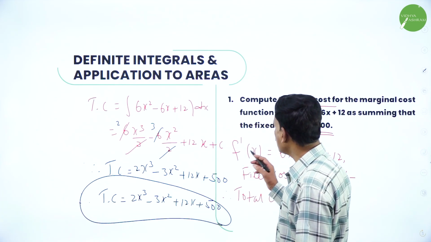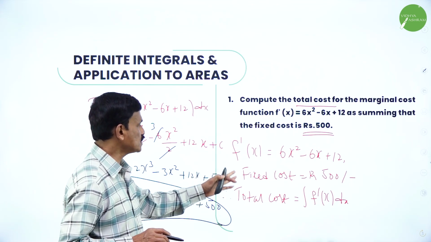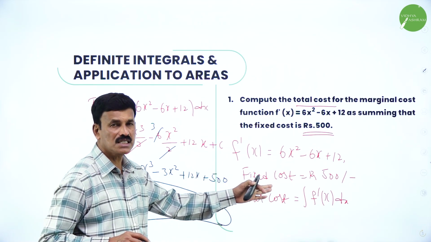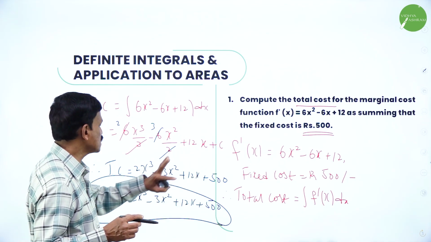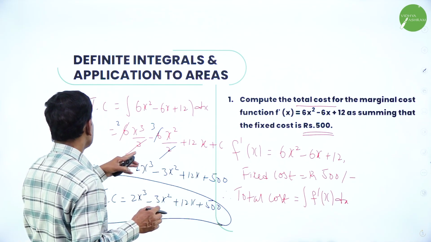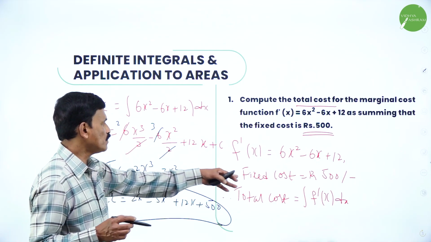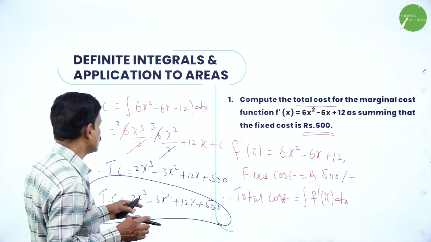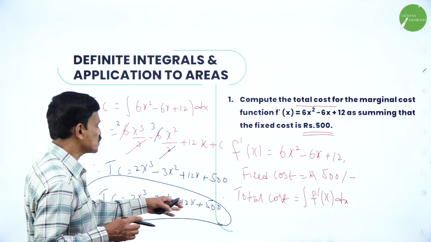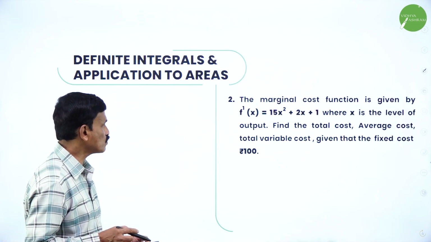Very simple. Just to find the total cost for this marginal cost, integrate the given function, f dash x dx. The integration of 12 is 12x plus c. So here the 3 and 2 get cancelled, 2 and 3 get cancelled, giving 2x cube minus 3x square plus 12x. But the fixed cost is given, that is 500. So the total cost is equal to 2x cube minus 3x square plus 12x plus 500. Very simple for 3 marks. Now move on to the next problem.